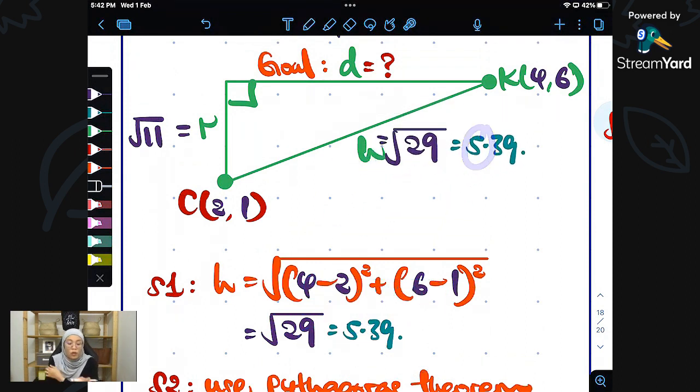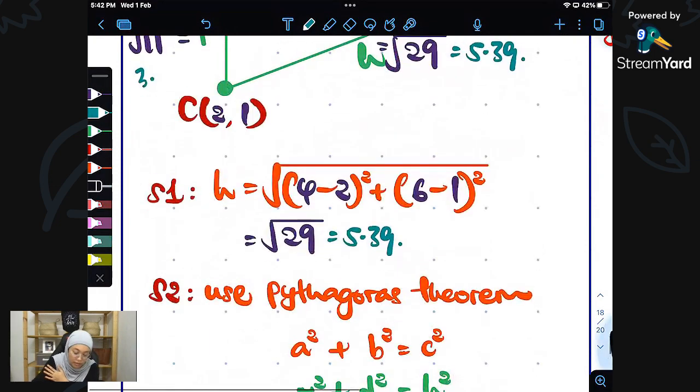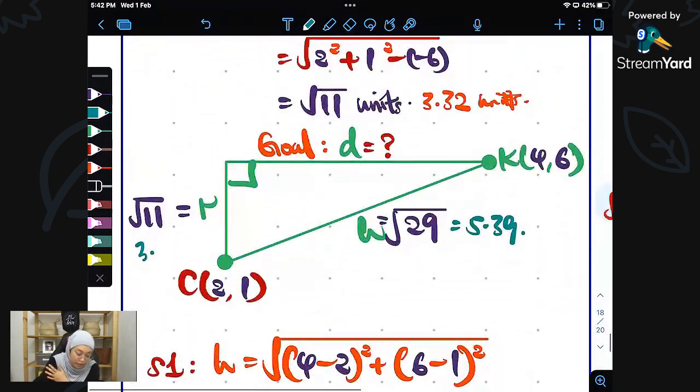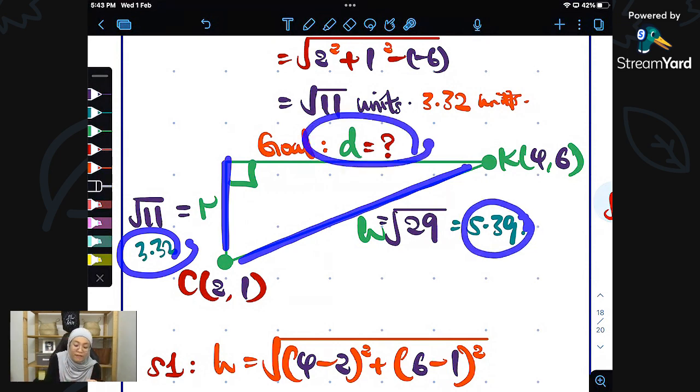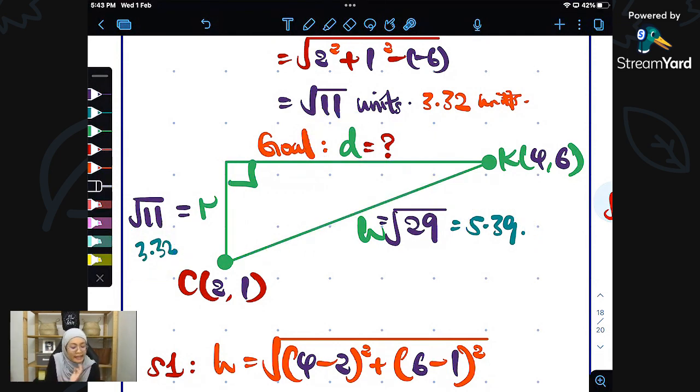5. So logik ke tak logik bahawa sini adalah apa tadi? 3 point something lah. 3 point berapa tadi? 3.32. So of course lah, yang ni nampak lebih pendek kan? 3.32, and this is quite long, isn't it? 5. So what do you expect for this length then? I think I expect this should be 4 lah, 4 point something. Let's see whether it's correct or not.